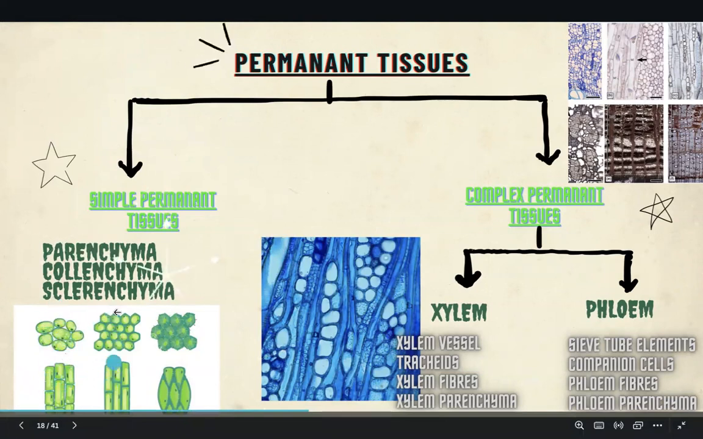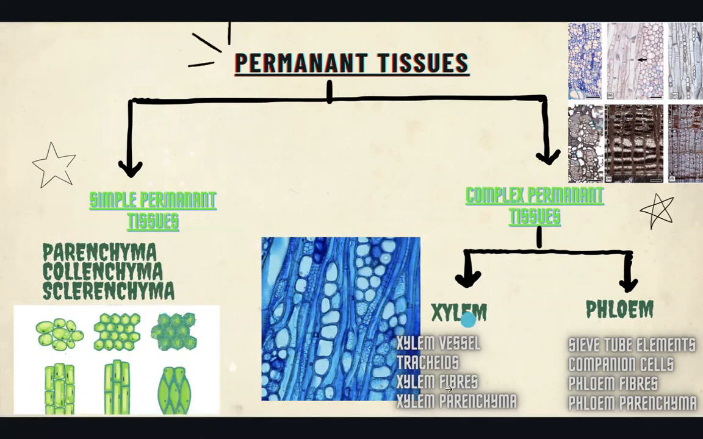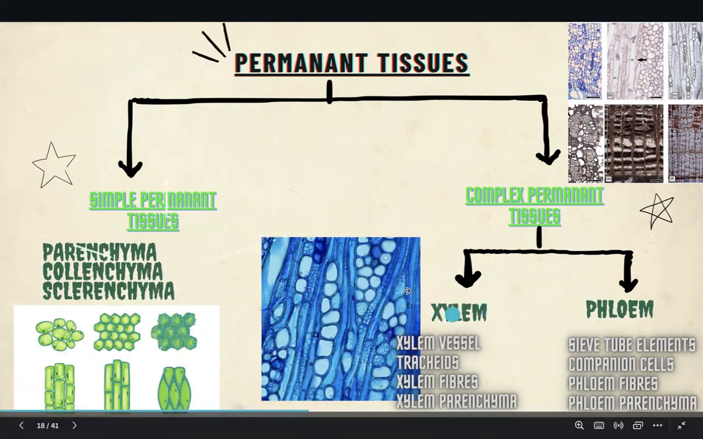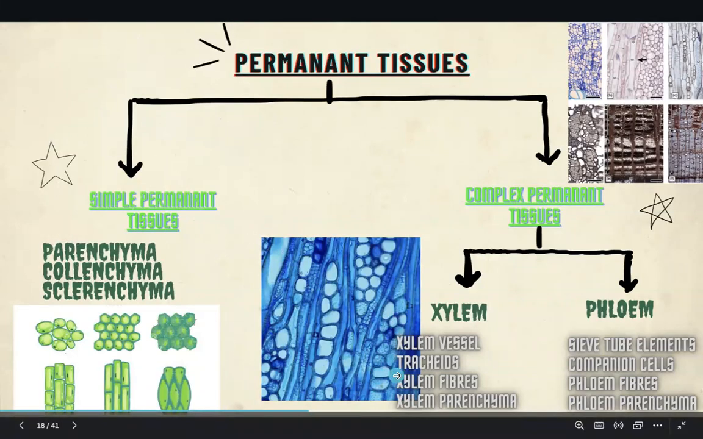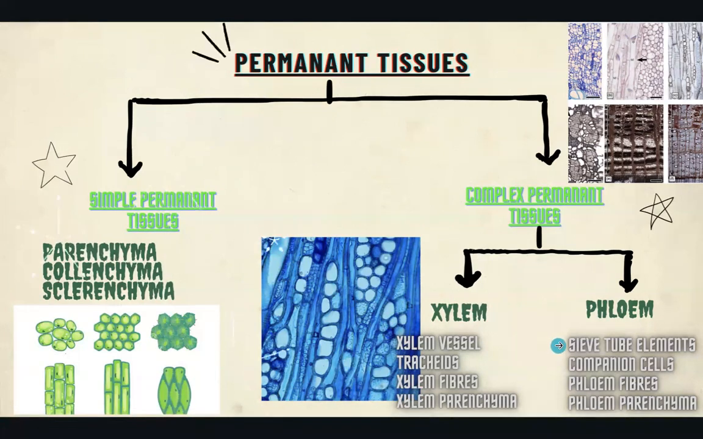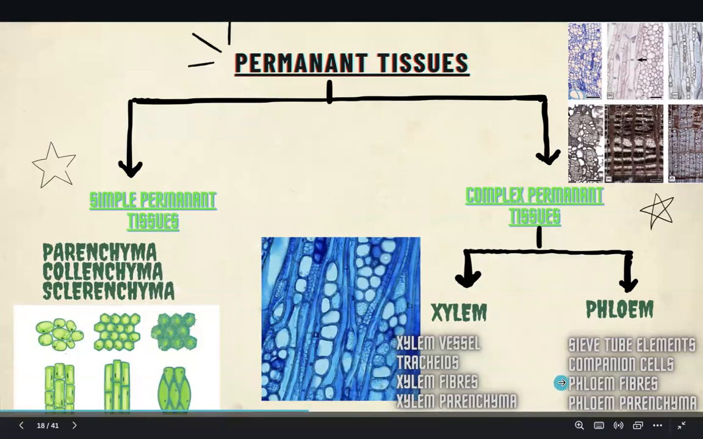the diagrams of the three specific types of tissues, and then the complex permanent tissues. Here you see some pictures. This is phloem and then xylem. Xylem tissues and phloem tissues have types of cells that perform functions even in these tissues. So in xylem tissues: xylem vessels, tracheids, xylem fibers, and xylem parenchyma. Phloem tissue: sieve tube elements, companion cells, phloem fibers, and phloem parenchyma.